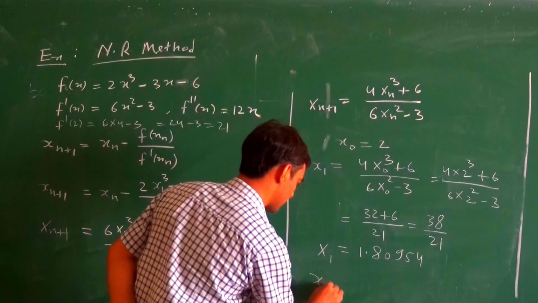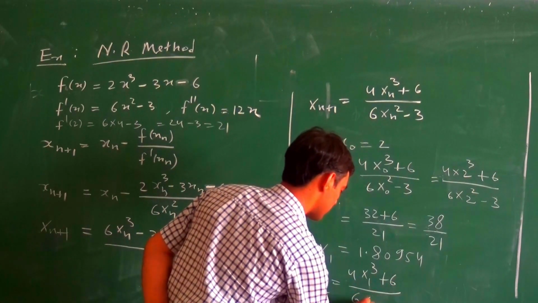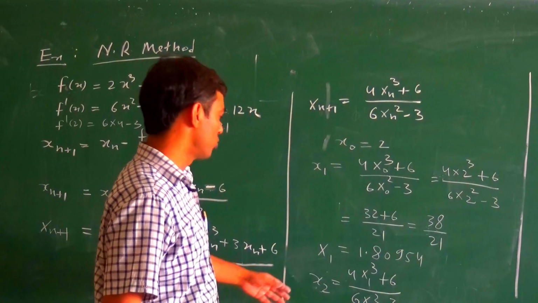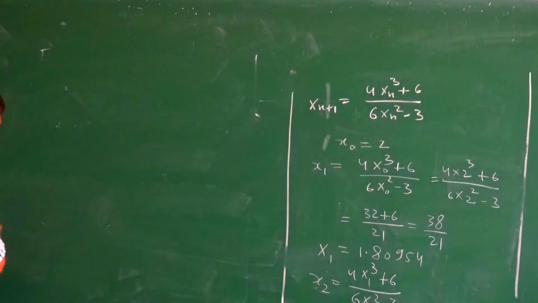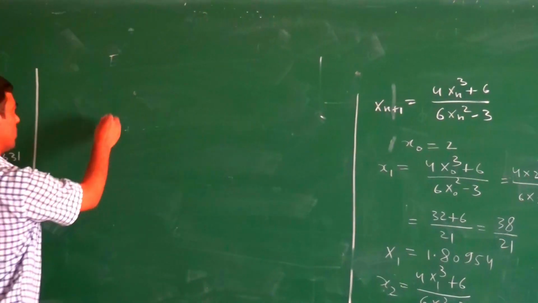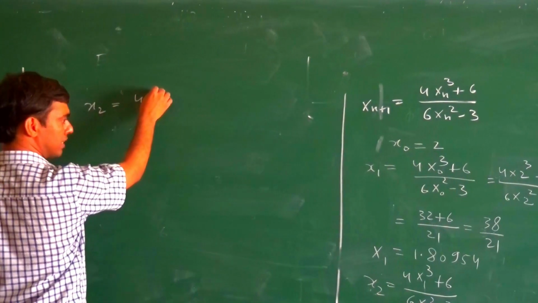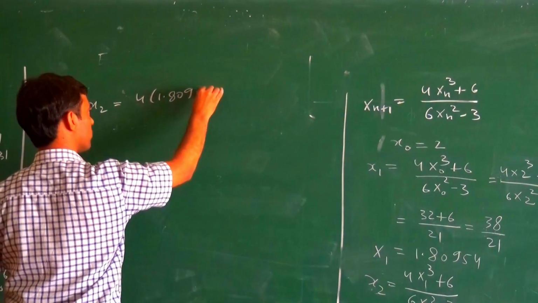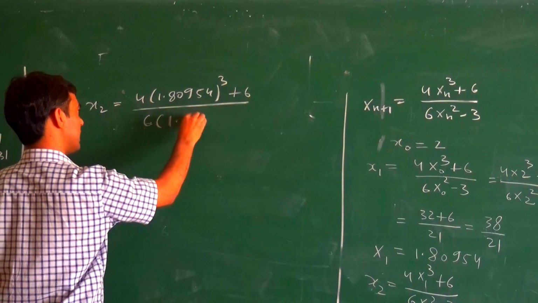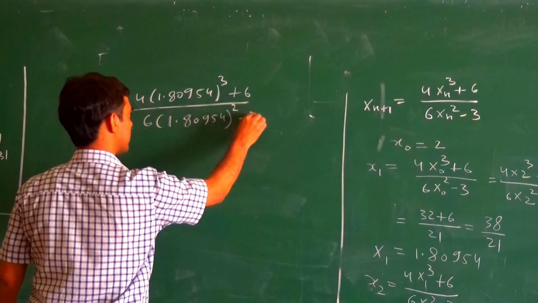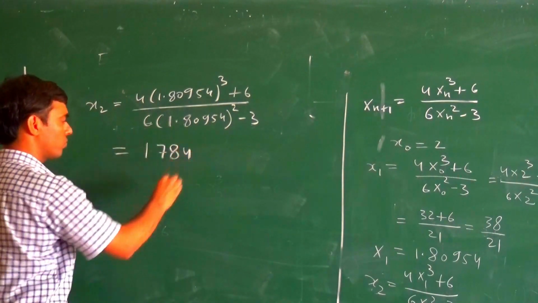Similarly, we find x2 equal to 4 x1 cube plus 6 divided by 6 x1 square minus 3. We put the value of x1 here, and then we are able to find the value of x2. x2 equals 4 times 1.80954 the whole cube plus 6 divided by 6 times 1.80954 square minus 3. If we simplify this, we get 1.7842.